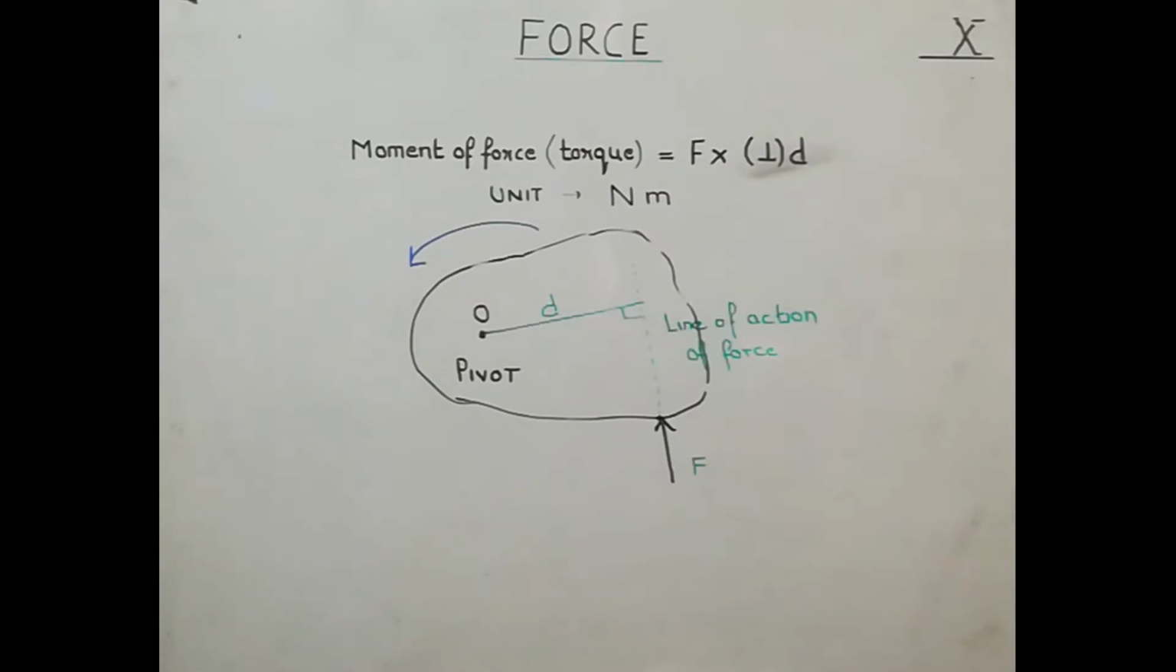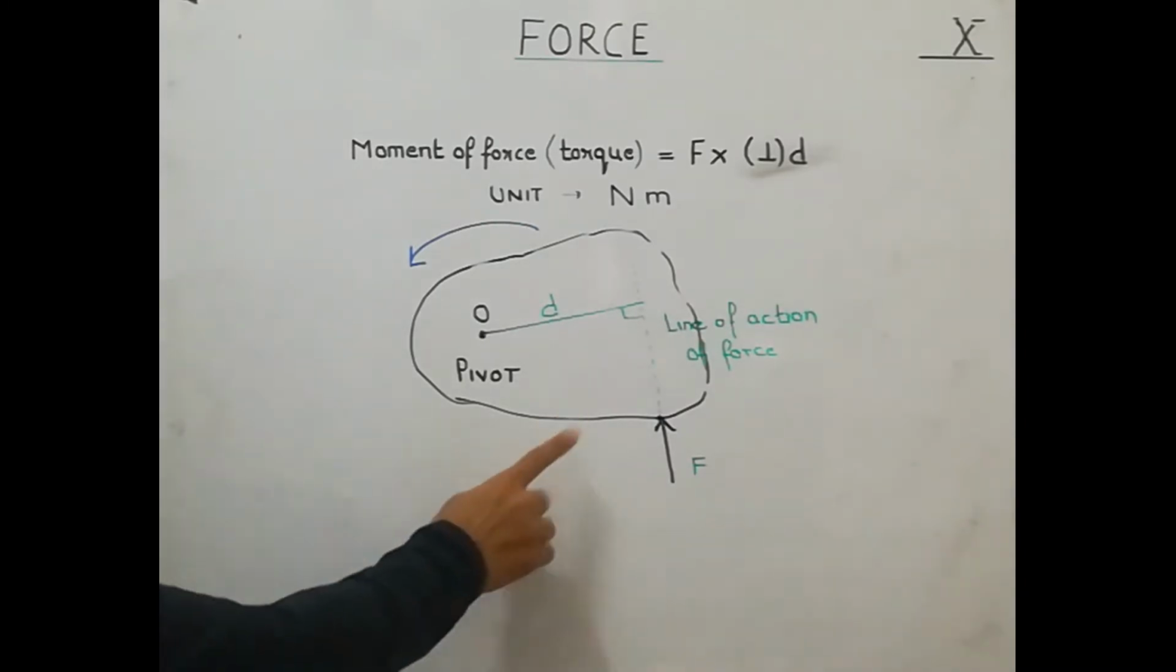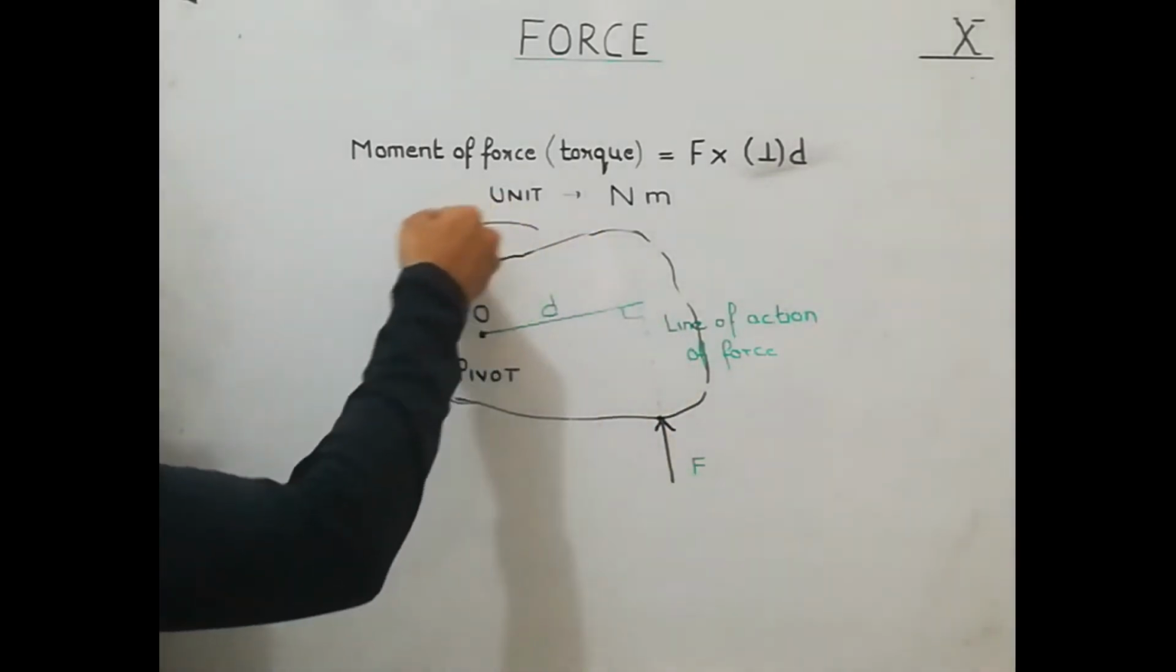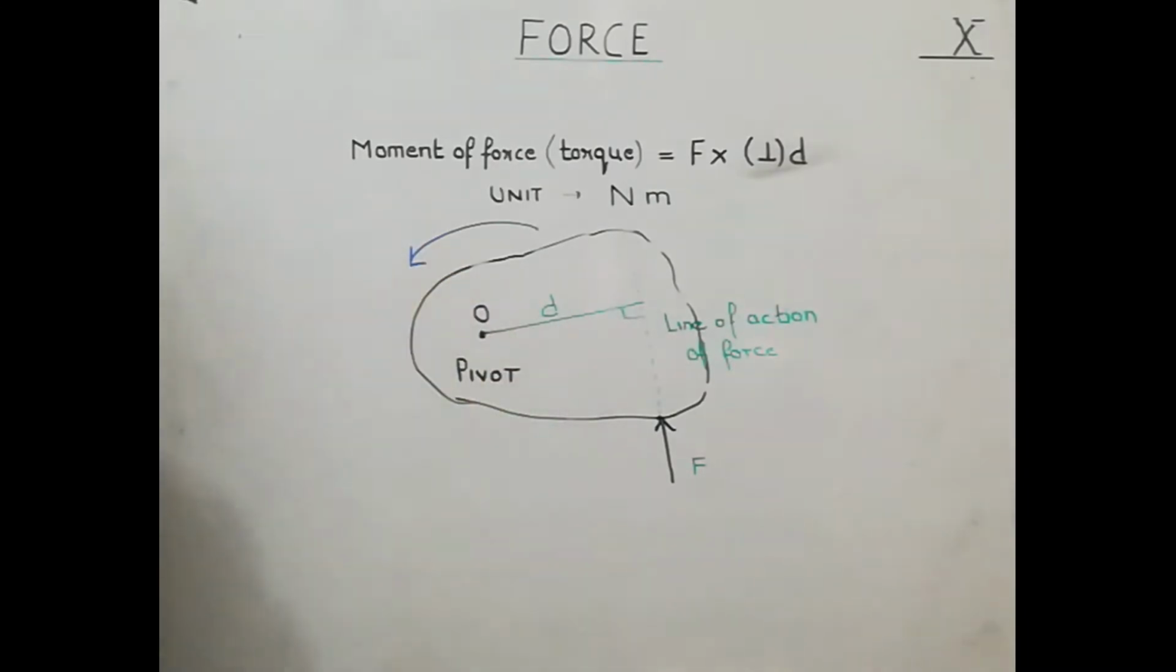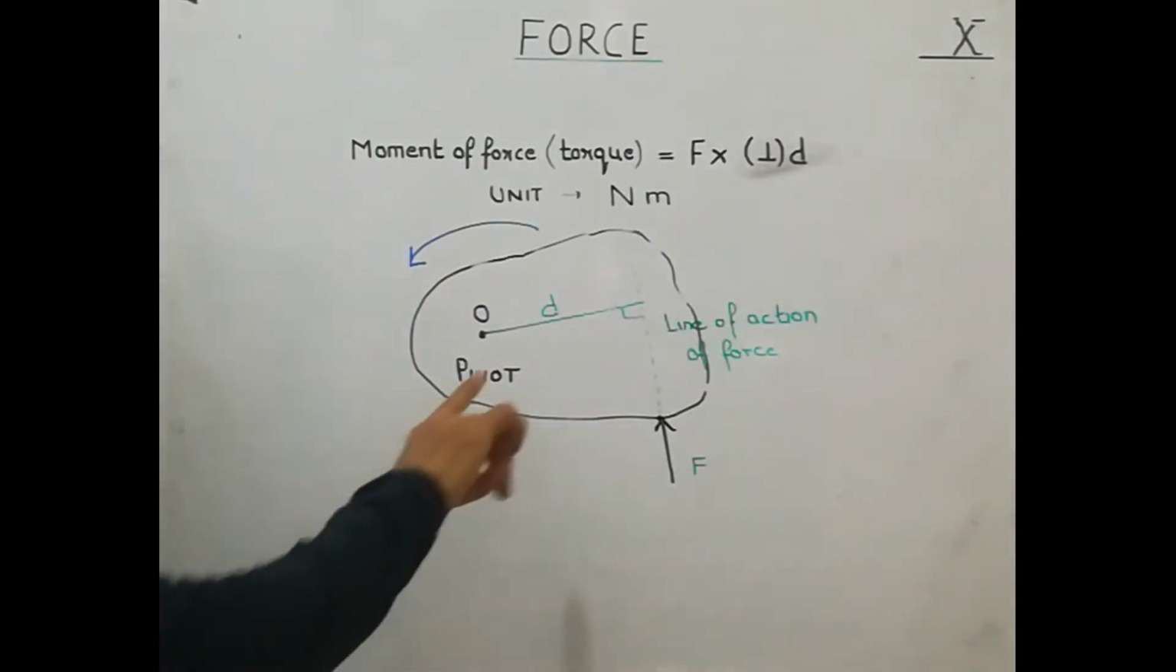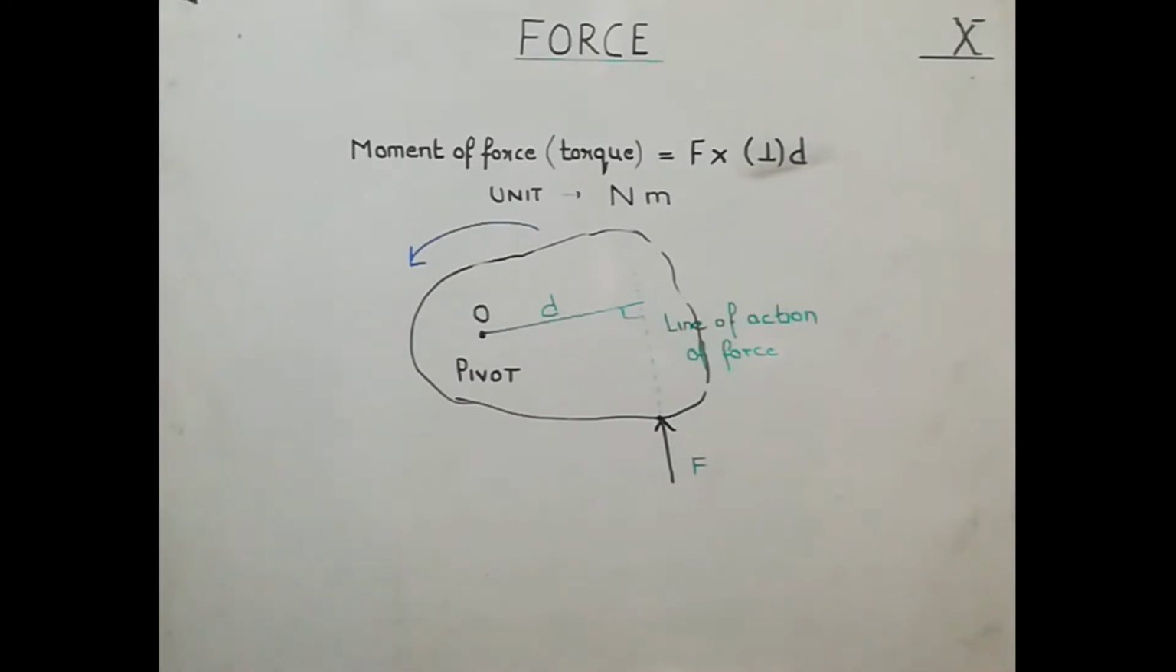Depending upon the direction in which it is being rotated, as you see in the notes I have given you, moment of force is taken positive if its effect on the body is to turn it anti-clockwise. So in this case, this force is rotating the body in anti-clockwise direction, so the moment of force will be taken positive. And if the force rotates the body in clockwise direction, then it will be taken negative. So this is what moment of force is.